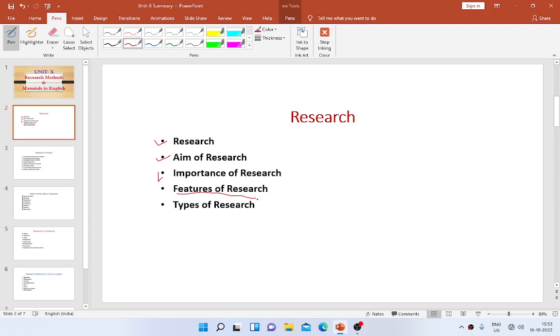The next feature is cyclical. This is a cyclical process. There is a cycle. There is a sequence in doing research, because it starts with a problem and ends with a problem. That's why it is called cyclical.